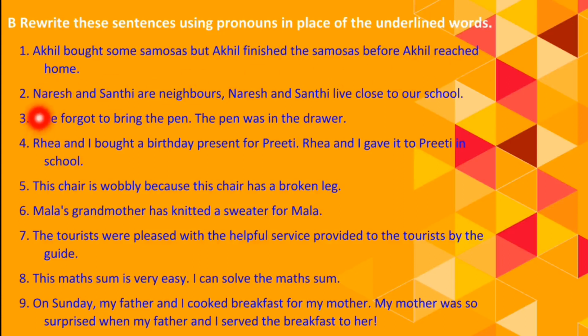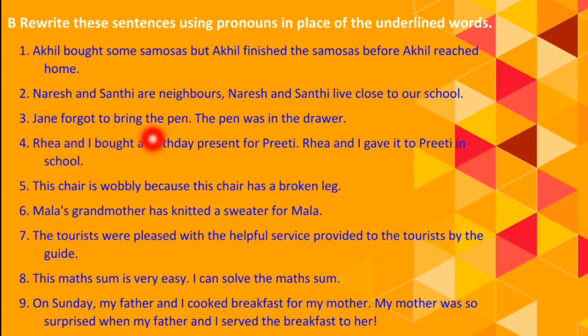Now let's see the second sentence. Naresh and Shanti are neighbors. Naresh and Shanti live close to our school. So here Naresh and Shanti is repeated, right? So we have to use a pronoun for them. As there are two people, we have to use a plural pronoun. Naresh and Shanti are neighbors. Dash live close to our school. So we can say they. They live close to our school.